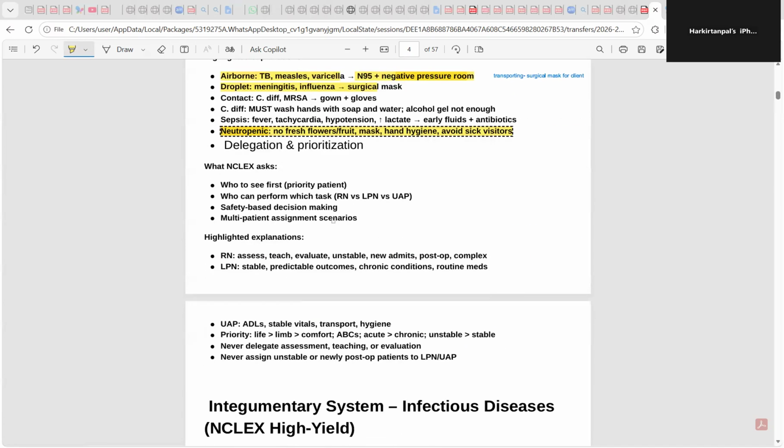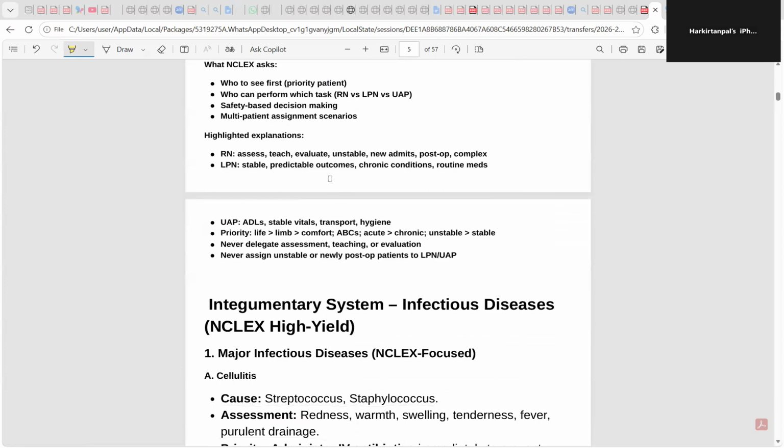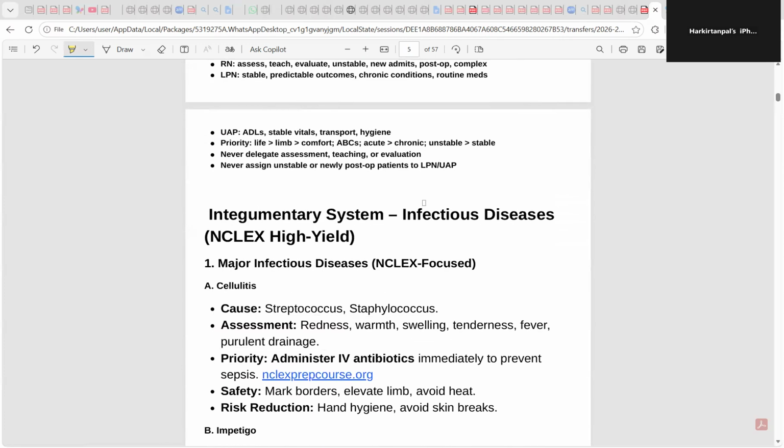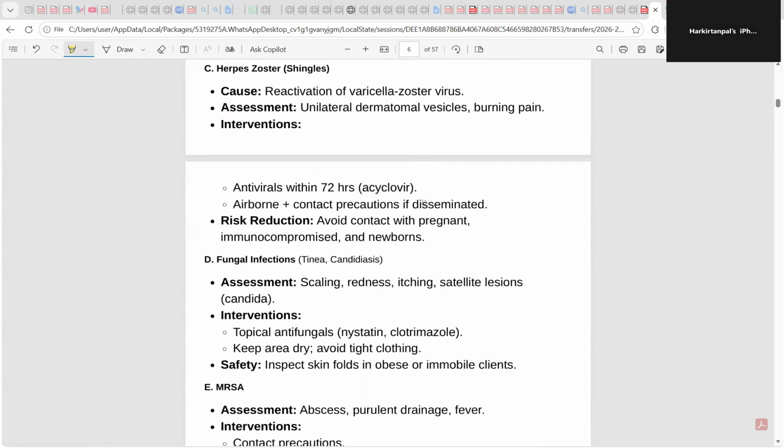And we know delegation, do you have any doubt? I think that's thorough for you. Harkirtan? Yes, yes. You are thorough, no? You can go through it. Yeah, all these things you can go.